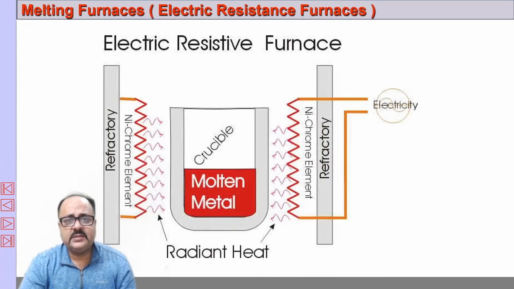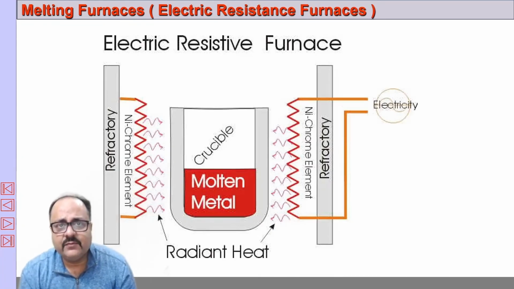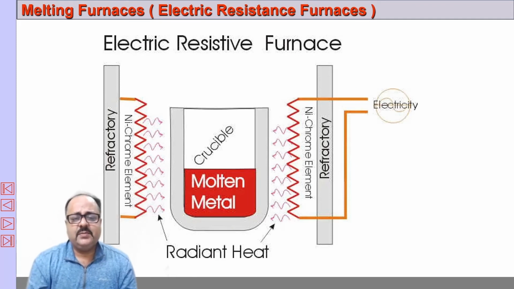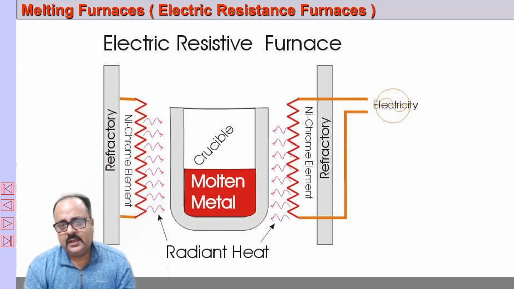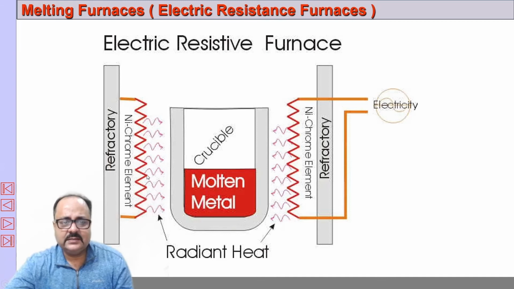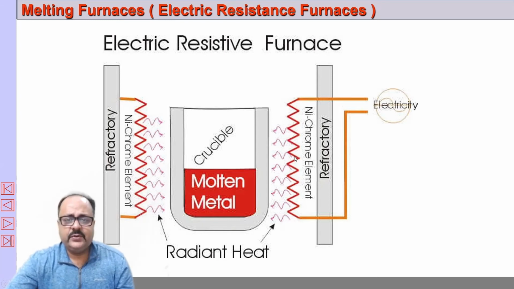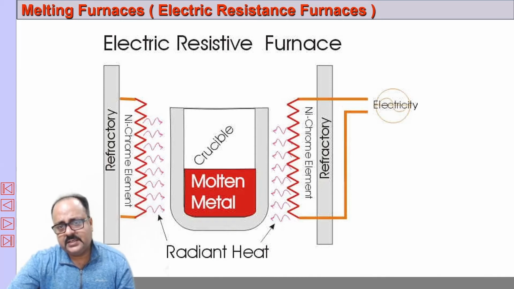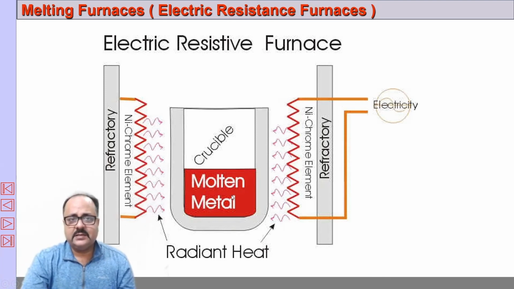This is an electric resistive furnace. We have electric resistive furnace also. It can be pit type, whatever type it can be. Basically, there is a crucible, and surrounding this there is an electric element which is connected and heated using electricity, and the heat is transferred to the crucible and the metal is melted. It takes a large amount of time to melt using this type of furnace, electric resistive furnace. A wide variety of electric resistive furnaces are there.